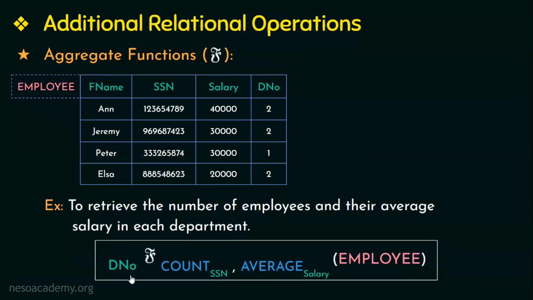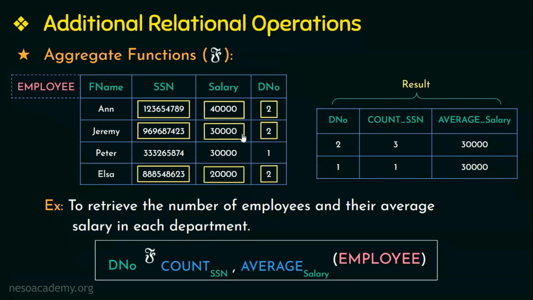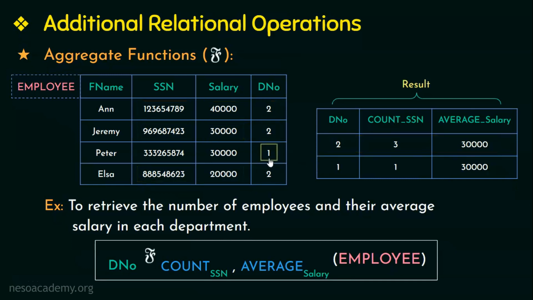First, we mention the grouping attribute, that is dNumber, followed by the aggregate function symbol, and then followed by the function list, that is count of SSN for the number of employees and their average salary from the relation employee. Now this would be the result of the query. First, it groups by department number 2, and then the number of SSN is counted in this department. We see that in this department number 2, the count of SSN is 3. Also, the average salary of all the employees in department number 2 is calculated. That is 40,000 plus 30,000 plus 20,000 divided by 3, which is equal to 30,000. Hence our first tuple. Next, it groups by department number 1.